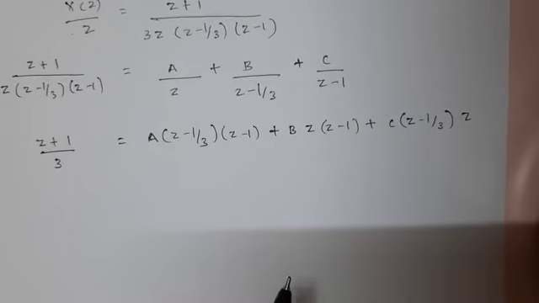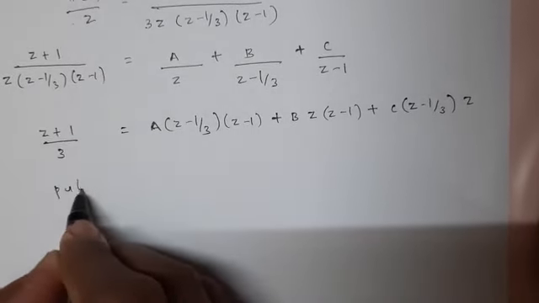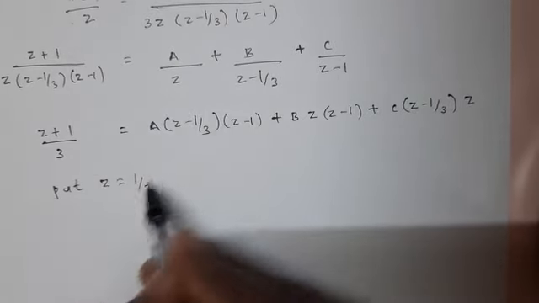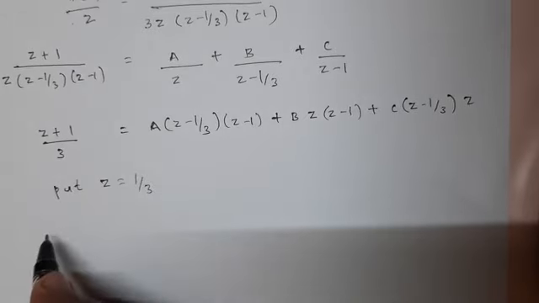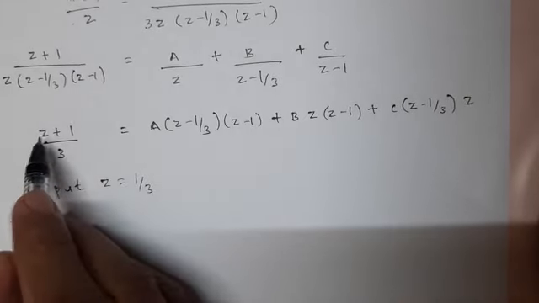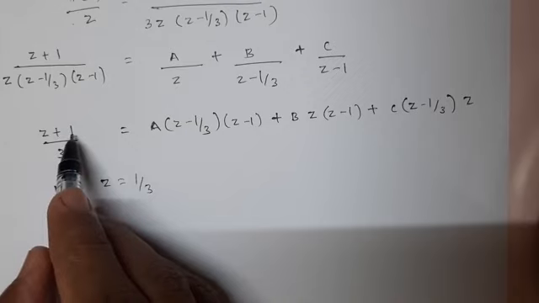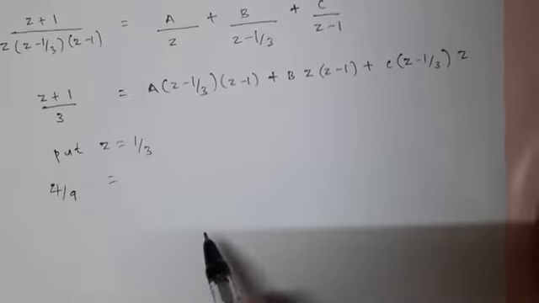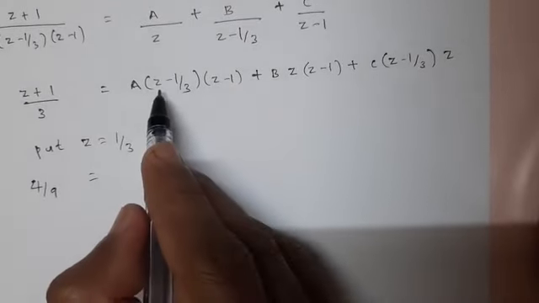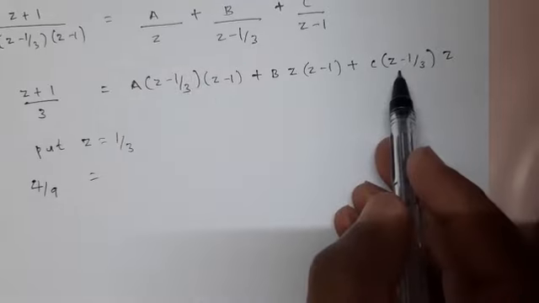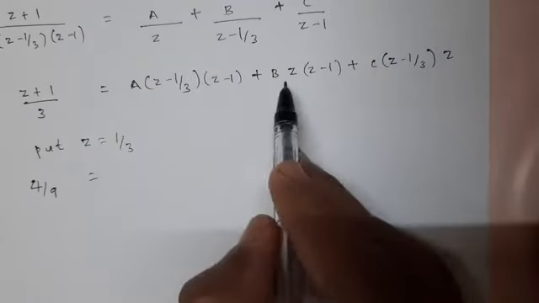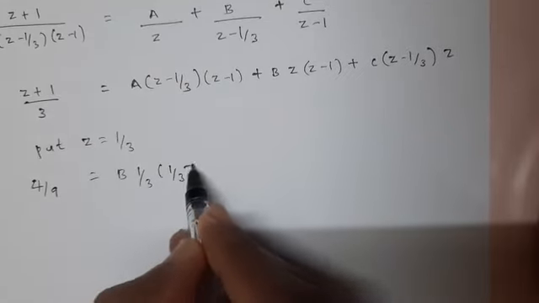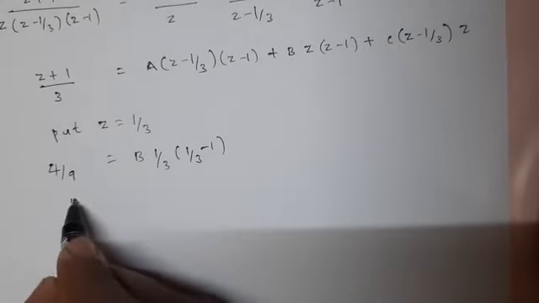So how to get the values? I have 3 unknowns, so put z equal to 1 by 3 first. Z equal to 1 by 3 here: 1 by 3 plus 1 is 4 by 3, 4 by 3 by 3, 4 by 9. This is equal to, when you put 1 by 3 here, this whole term becomes 0. You are left with b times 1 by 3 and 1 by 3 minus 1, which gives you 4 by 9 equal to b into 1 by 3 and 1 by 3 minus 1.